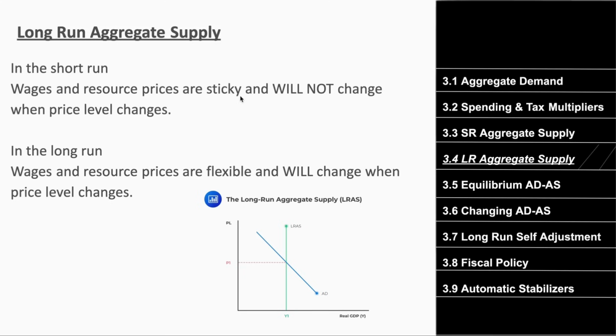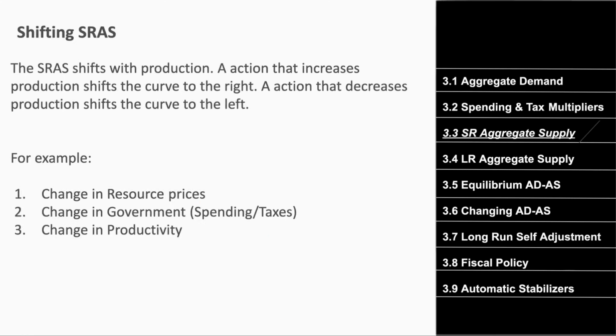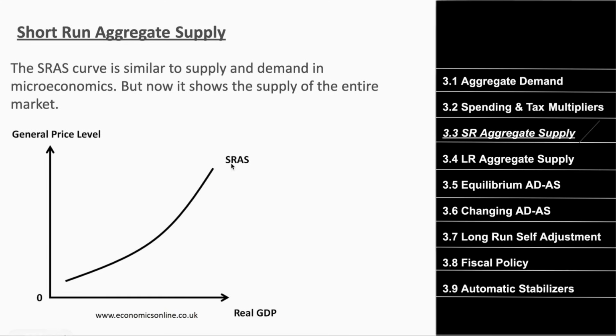They're sticky. They stay the same, but price level does change. However, in the long run, eventually, wages and resource prices are flexible. They do change. Eventually, wages do increase no matter what. So that's where we get our actual equations. In the short run, things like price level always increase.